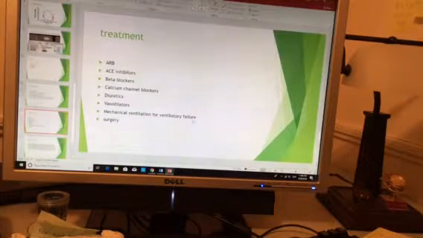Surgery and other procedures. If medications are not effective, your physician may recommend an angioplasty to open a blocked artery or surgery to repair a heart valve.